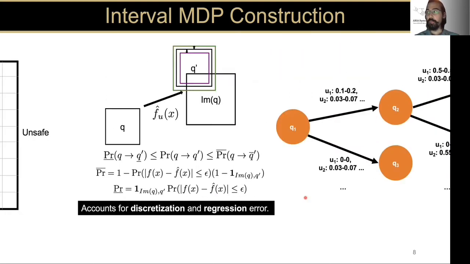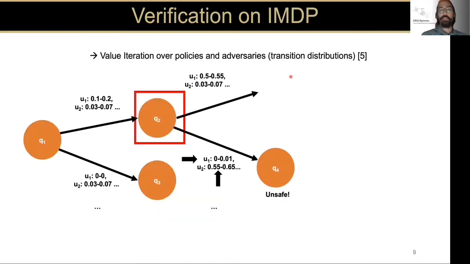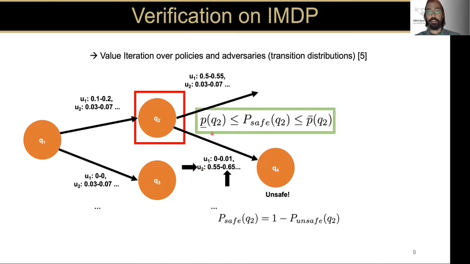And using these transition probabilities, we can construct our interval Markov decision process, where for any given action, the transition probability from one state to another is given by an interval. So finally, we can do verification over this IMDP, considering state Q2 here. We want to find the probability of remaining safe, which is 1 minus the probability of reaching this unsafe state over some fixed horizon. To do that, we do value iteration over all possible choices of control and all possible choices of the transition probability distributions to get a lower bound and an upper bound of remaining within the safe set.